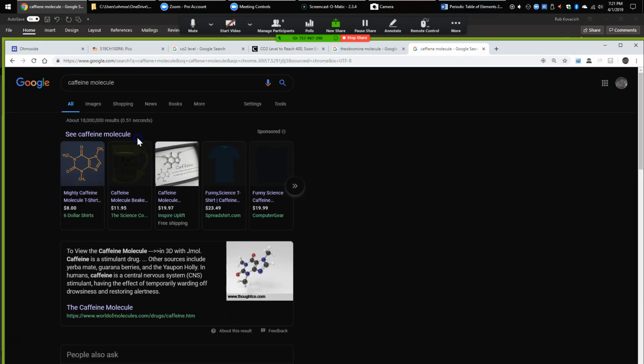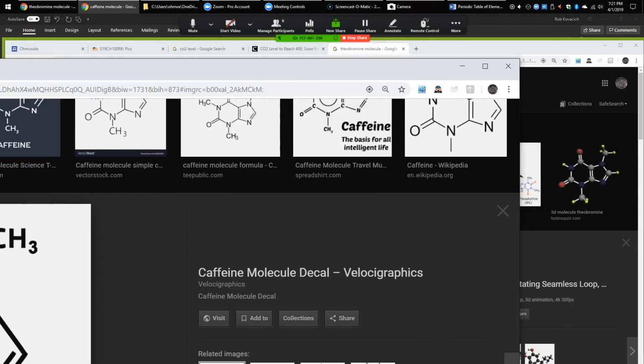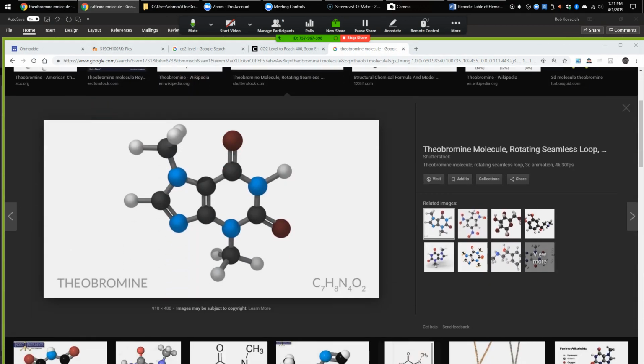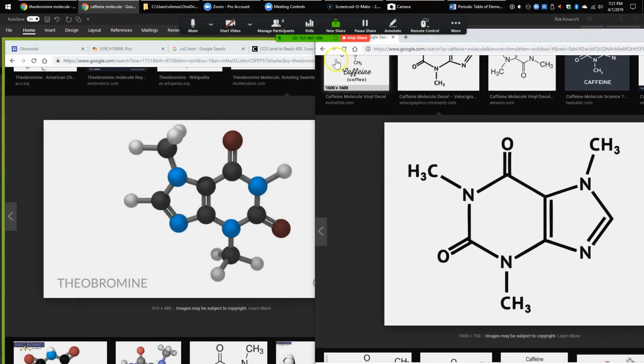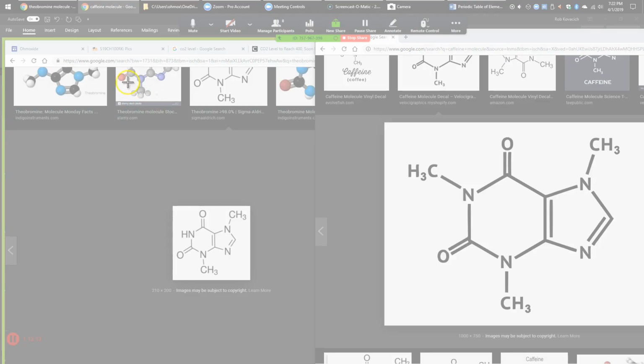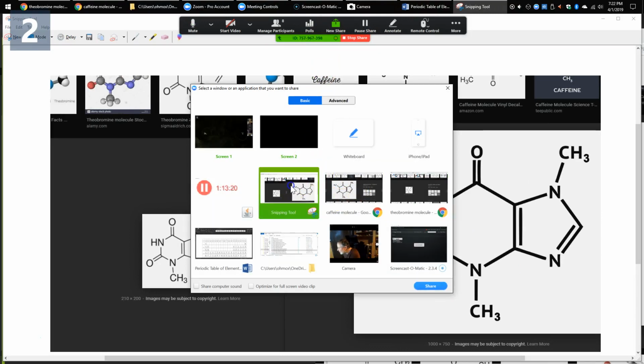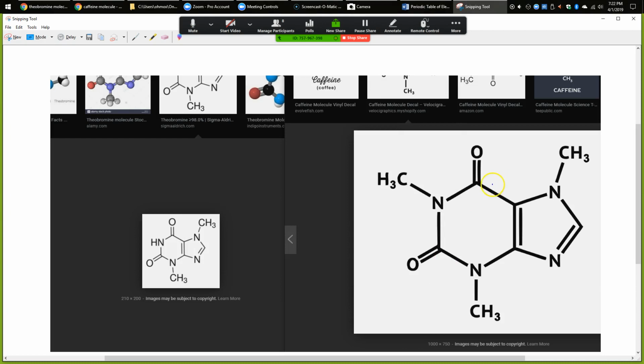Did I spell that right? Nope, did not. Dang it. I'm trying to get these to be on the same screen. Can you see both those molecules? No? Just the one? All right, let me try this. Share new. Share snipping tool. Share. How about now? Yeah.